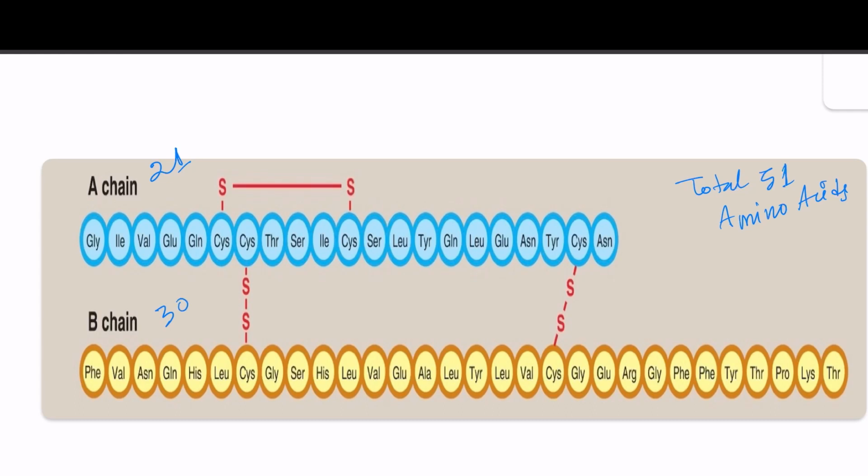The A chain is linked with the B chain by two disulfide bonds at A7 and B7, and A20 and B19. The A chain has an additional intrachain disulfide bond between positions A6 and A11.